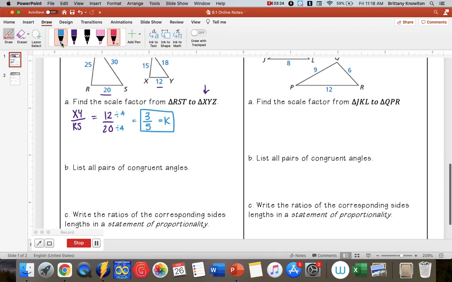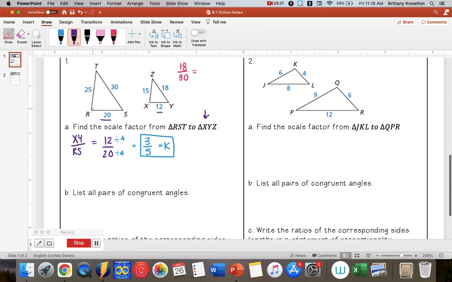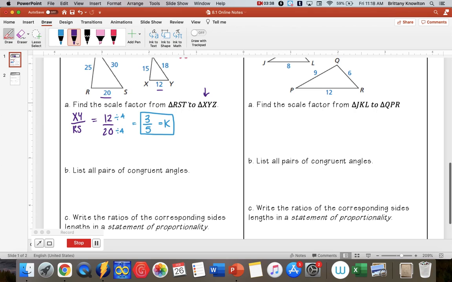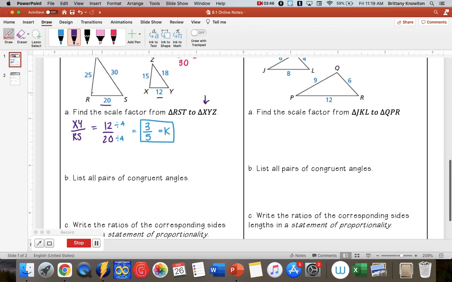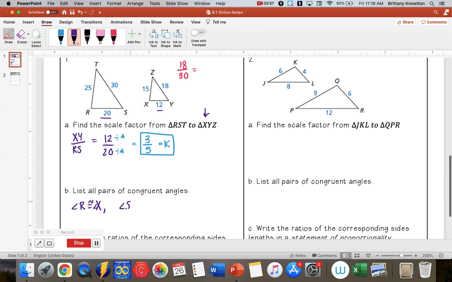Next, I want to list all pairs of congruent angles. You could look at the picture and say, okay, well, angle R is congruent to angle X. They're both in the same spot. T is congruent to Z. S is congruent to Y. But you can also use the similarity statement. So R, X, S, Y, T, Z, they're all in that same order. I'm just going to go ahead and use the picture. So angle R, that's in the same spot as X. S is congruent to Y, and T is congruent to Z.